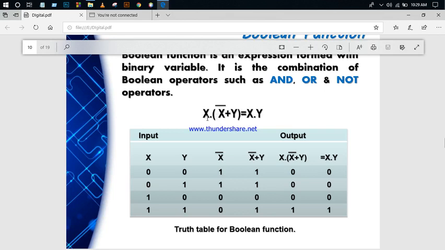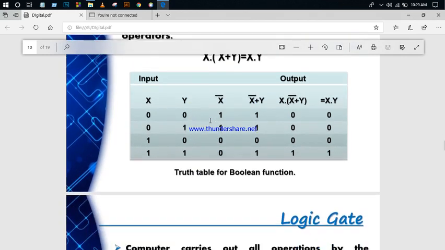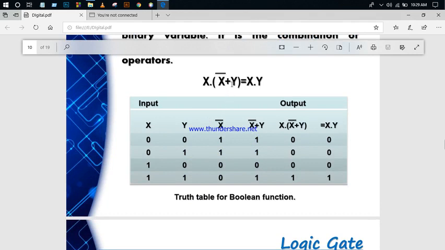and we can calculate X dot, that means X and this operator 0 1 0 0 1 0 1 0 0. That means even number, odd number is 0, and even number is 1. 1 1 1. Here is the output: 0 0 0 0 0 0 0 0 0 1 0 0 1 1 1.